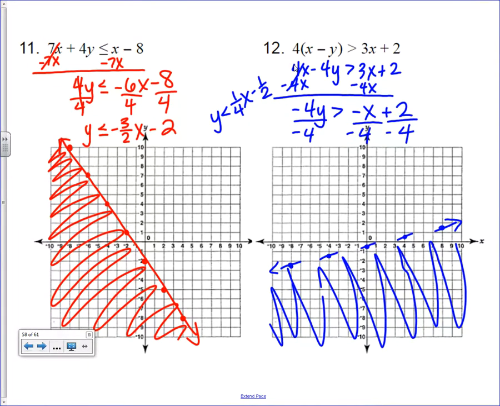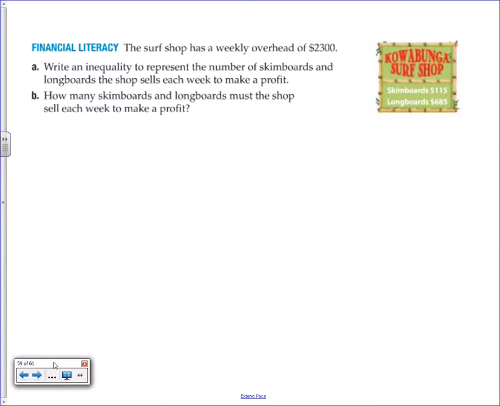All right, let's do some real world problems now. Financial literacy. The surf shop has a weekly overhead of $2,300. Guys, what's overhead? What does that mean? What does that mean? I can't hear you. Nope, it's not $23 profit.